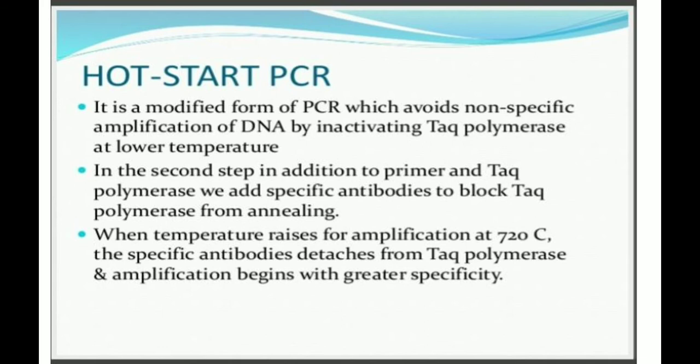But when the temperature is raised for amplification at 72 degrees Celsius, that is your third step, extension, the specific antibodies detach from the Taq polymerase and amplification begins with greater specificity. As I told you, you can inactivate that enzyme activity at a lower temperature. Any enzyme or any biomolecule has a specificity, right?